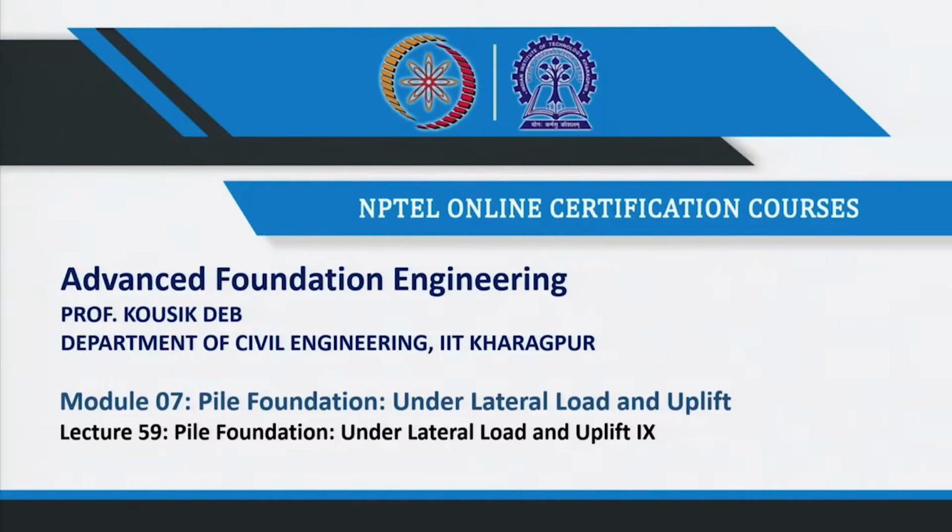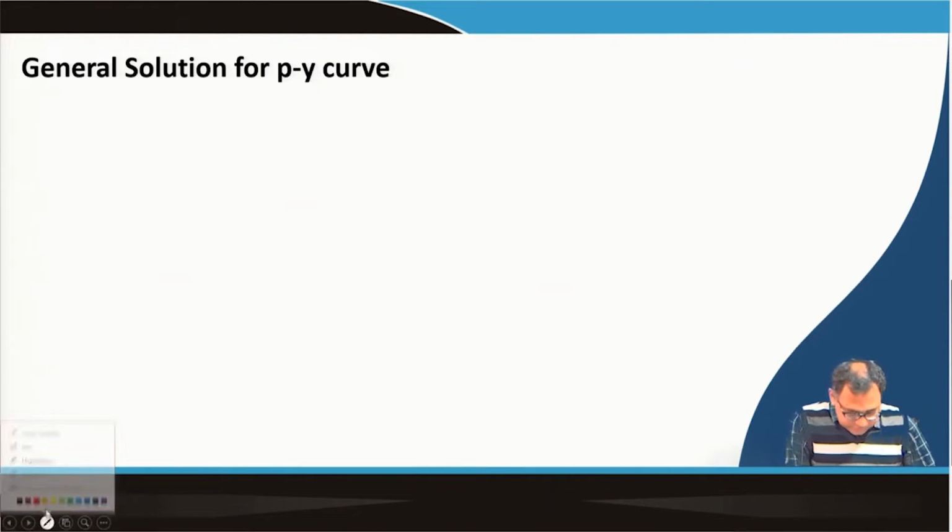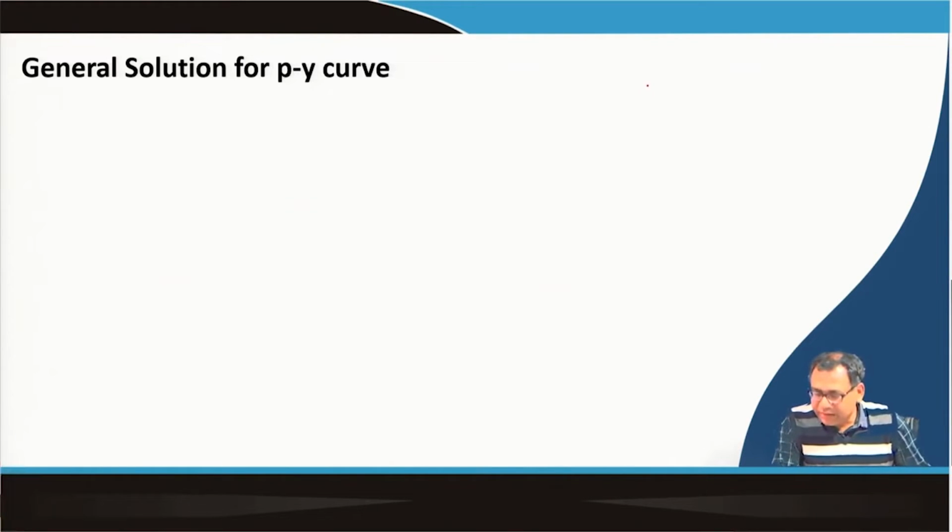So, now in this class I will give a general solution for the P-y curve. P is basically stress, y is the deformation. So, it is stress versus deformation curves for the laterally loaded pile. Now, in this case we are assuming that the pile is modeled as a beam which is resting on or attached with springs.